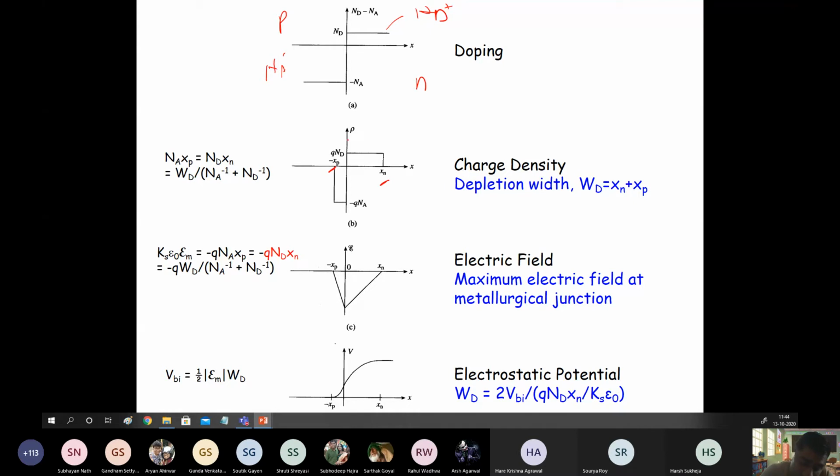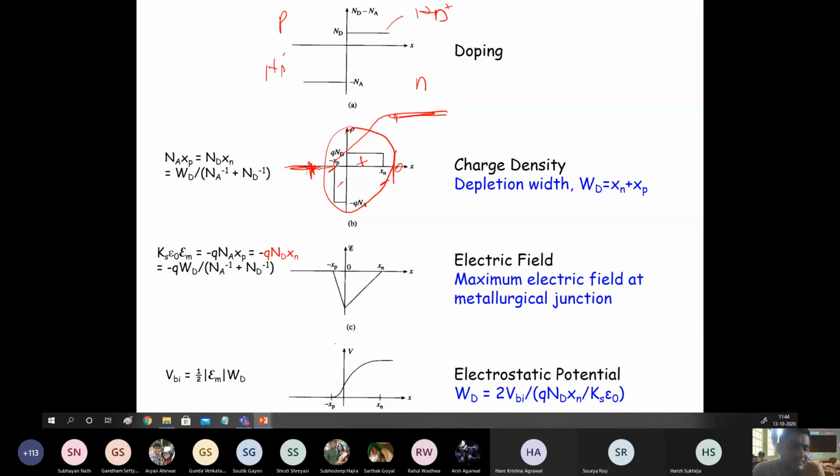Now the field is 0 on both sides of the depletion region. That means the potential is changing only in the depletion region, after which it's constant, because field is the gradient of the potential. So the overall charge enclosed should be 0. If I look from here, charge enclosed is 0, therefore the field is 0. Same from here. So the positive charge here and the negative charge here should be equal.